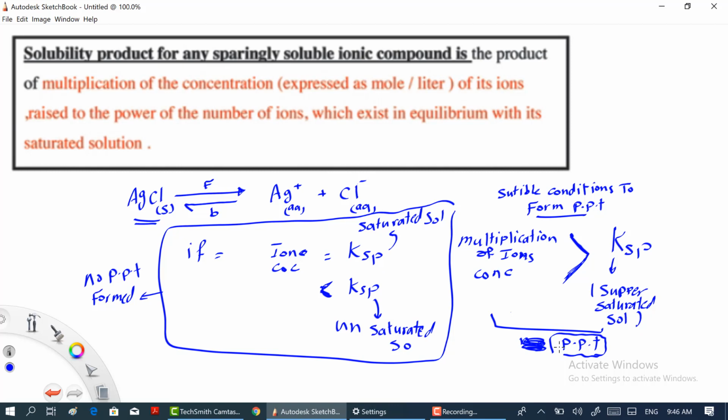But if the concentration of the ions is less than the value of the Ksp, or equal to the value of the Ksp, in the case of a saturated or unsaturated solution, we will find no PbT is formed. We are going to talk about the idea of the Ksp, and all of you should concentrate in this part: Ksp problems.